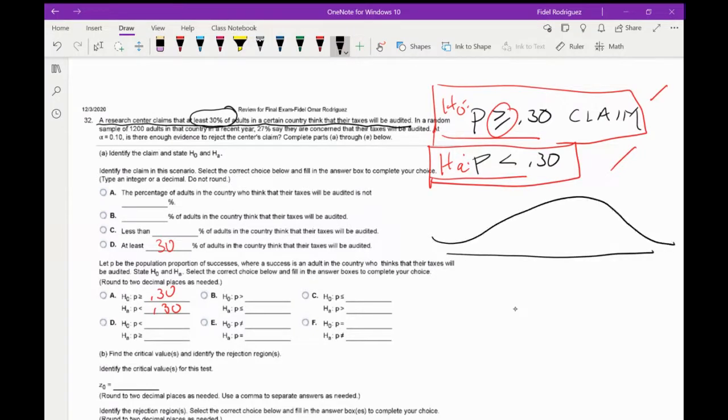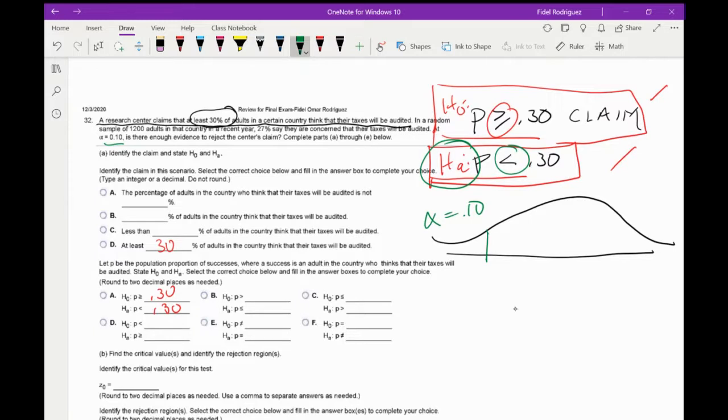So here's my picture. Now I've got to figure out, I shouldn't draw that little line too soon. I need to figure out, is this a left tail, right tail, excuse me, or two tail test? So remember, the way we determine that, guys, we always look at the HA. And because it's pointing to the left, this is going to be a left tail test. And this is going to be my alpha value here, and alpha is 0.10. So we need to find that critical value.